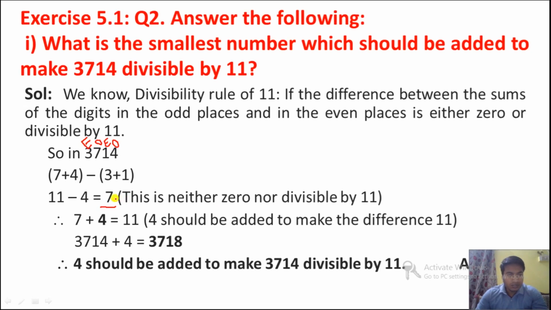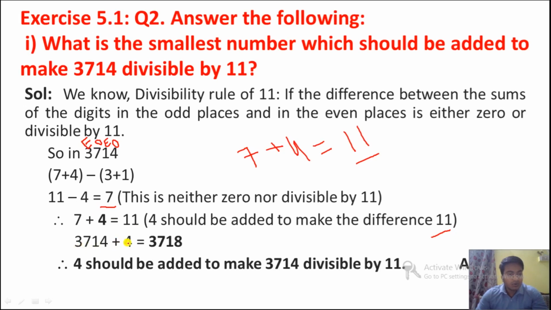So by how much is this less? According to the question, we have to add the smallest number. When we add 4 with 7, what will we get? 11, and 11 we can easily divide by 11. Clear? Therefore 7 plus 4 is equal to 11. 4 should be added to make the difference 11.